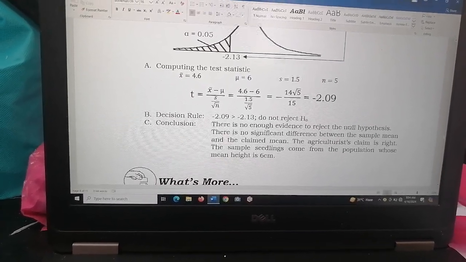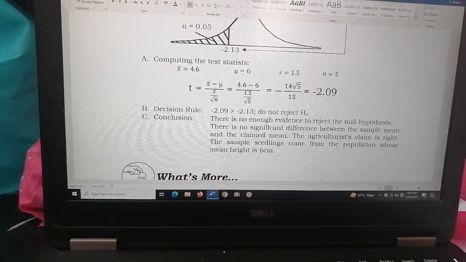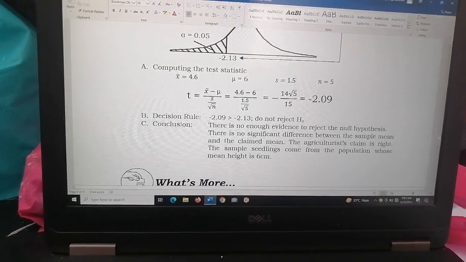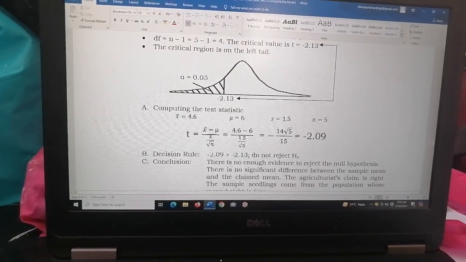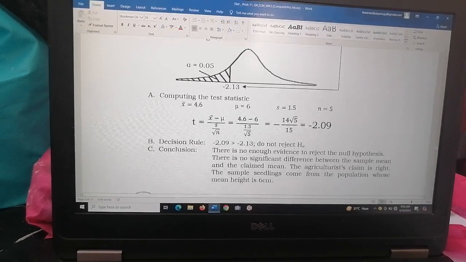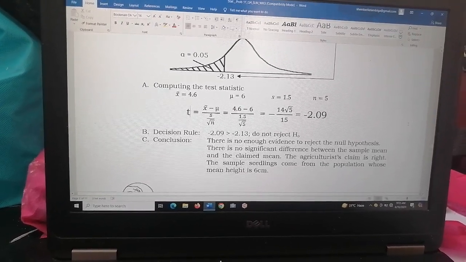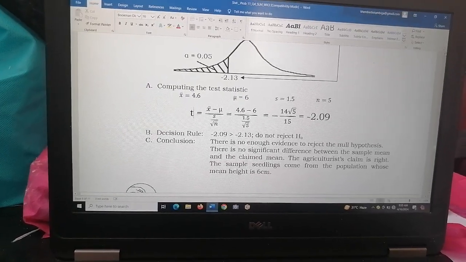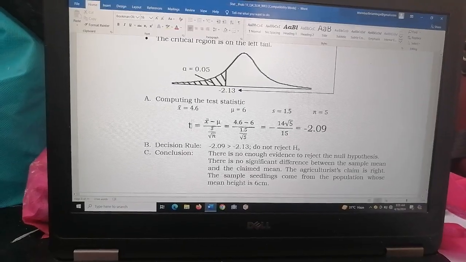Wherein the agriculturist's claim earlier is that the sample seedlings come from a population whose mean height is 6 centimeters. So it is not less than 6 centimeters. There is no difference.